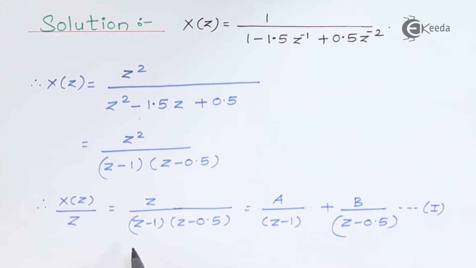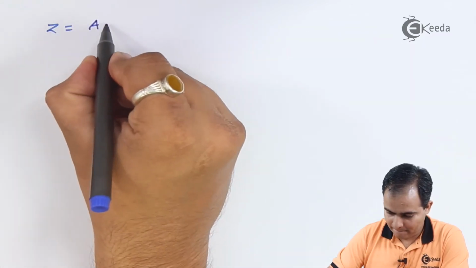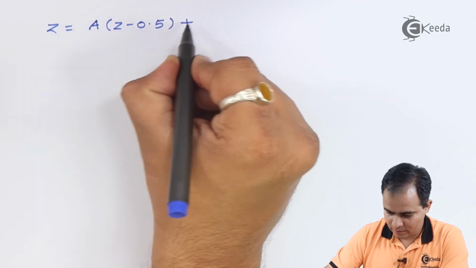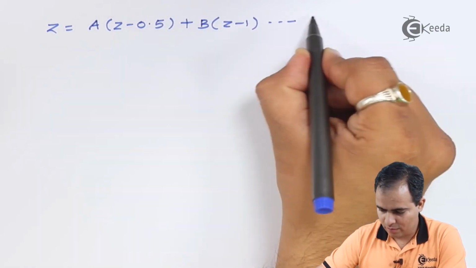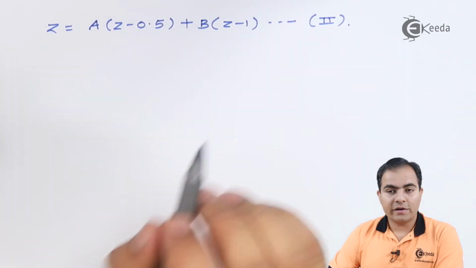Now the next step, we just shift z minus 1 and z minus 0.5 to the right hand side, so that z minus 1 gets cancelled and a is multiplied with z minus 0.5. Similarly, z minus 0.5 gets cancelled, b is multiplied with z minus 1, and on the left hand side we will have only z. That will be our equation number 2.